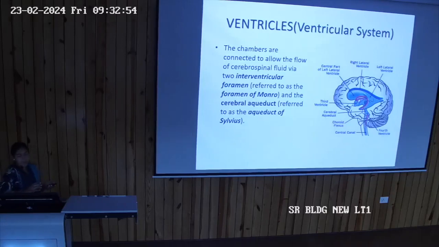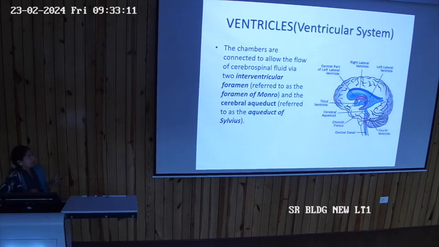So we have chambers in this CSF circulation: the lateral ventricle, third ventricle, and fourth ventricle. When the cerebrospinal fluid reaches the fourth ventricle, it will traverse to the spinal cord, that is the central canal. So the spinal cord also has cerebrospinal fluid.